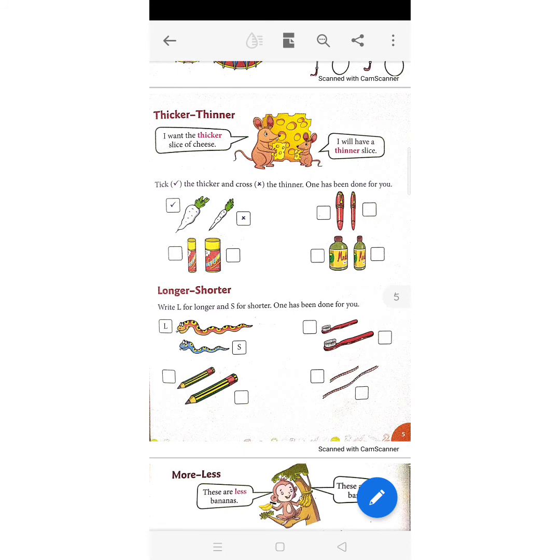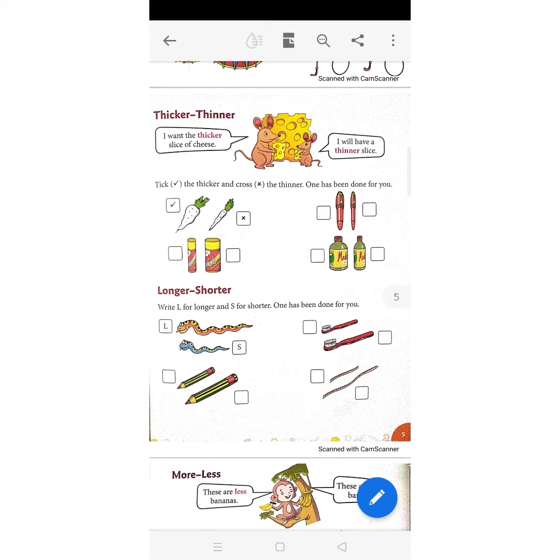Look at this example. "I want the thicker slice of cheese." "I will have a thinner slice." Well, in this conversation, one mouse is saying that he will have the thicker slice of cheese, while the other small mouse will have the thinner slice of cheese.